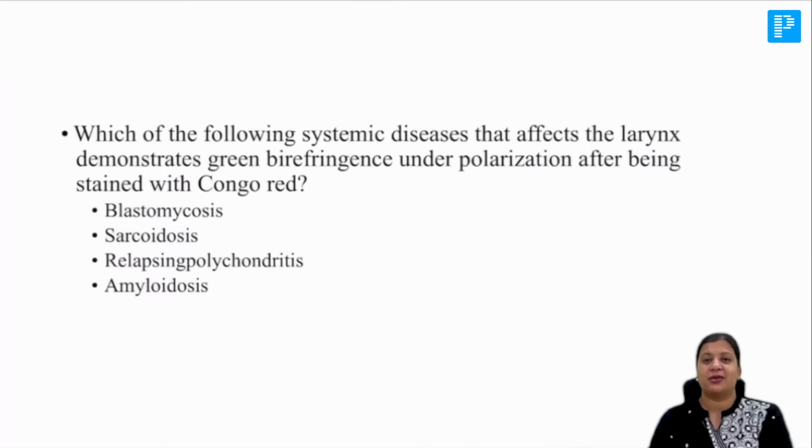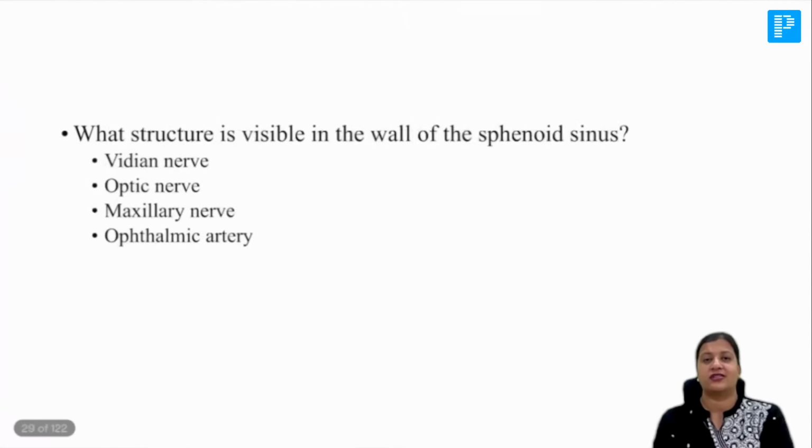Which of the following systemic diseases that affects the larynx shows a green birefringence under polarization after being stained with Congo red? So we know this is a common question. Which one will show apple green birefringence on Congo red staining? Generally, even otherwise, if I ask you, is it blastomycosis or sarcoidosis or relapsing polychondritis or amyloidosis? This is a very easy question. Just the systemic part of it, they've tried to integrate it in larynx. Very good, that is amyloidosis. So apple green birefringence on Congo red staining is seen in amyloidosis. There is no controversy on this.